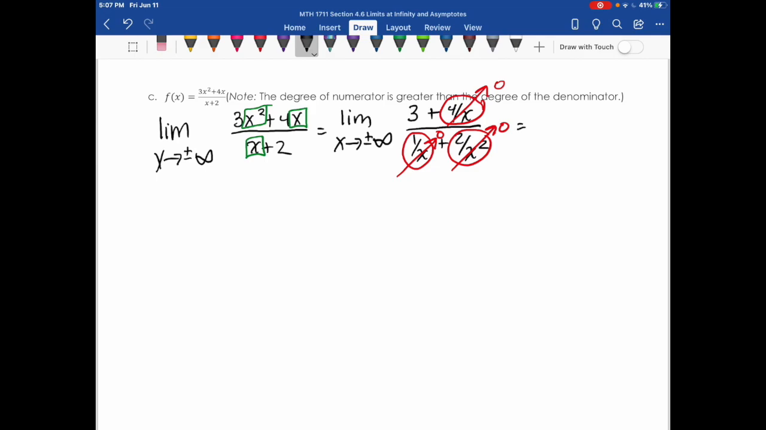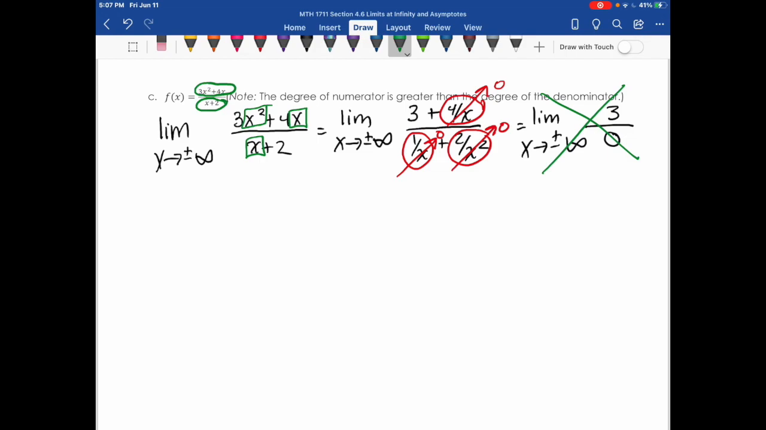But now look what happens. Now I'm taking the limit as x approaches positive or negative infinity, and what I'm left with is 3 plus 0 on the top, which is 3, over 0 plus 0, which is 0 in the denominator. And so this does not work. This technique does not work for this particular rational function. And if you notice, here's why: because the degree in the numerator is bigger than the degree in the denominator.